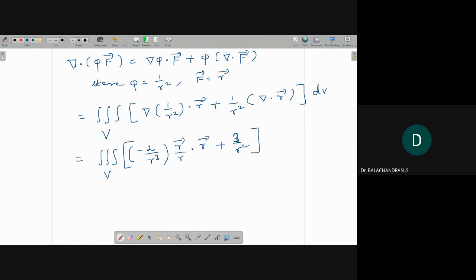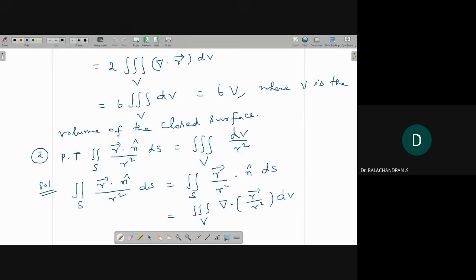Okay, 3 into dv. Now this is equal to triple integral over v. Okay, r vector dot r vector is r square, so this is r power 4. So minus 2 by r square plus 3 by r square into dv, which is equal to triple integral over v of 1 by r square dv. So I think this is the result we need to prove here.